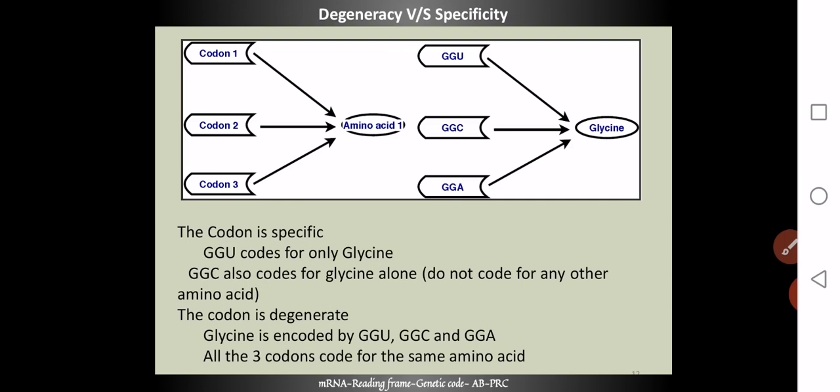At the same time, what is specificity? Specificity states that GGU codes for glycine, and GGU never codes for any other amino acid. GGU codes only for glycine, and GGU cannot code for alanine or phenylalanine or any other amino acid. Similar is true for GGC. GGC codes for glycine alone. It will never code for any other amino acid. So that is specificity. Hope the degeneracy and specificity are clear.